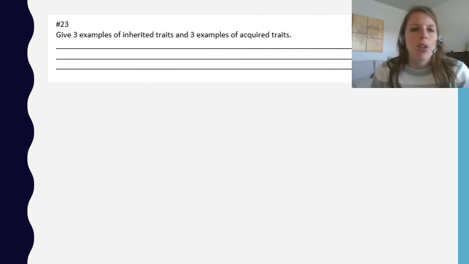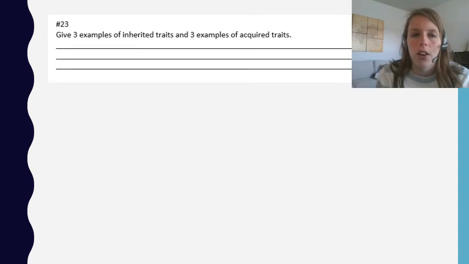All right, this one's an easy question, number 23. Give 3 examples of inherited traits and 3 examples of acquired traits.